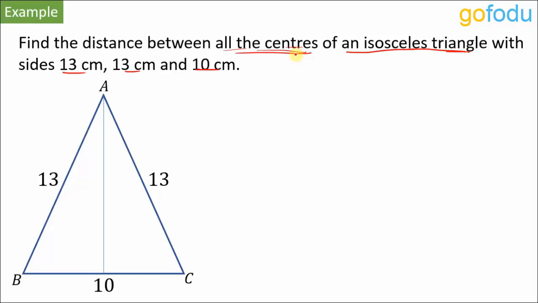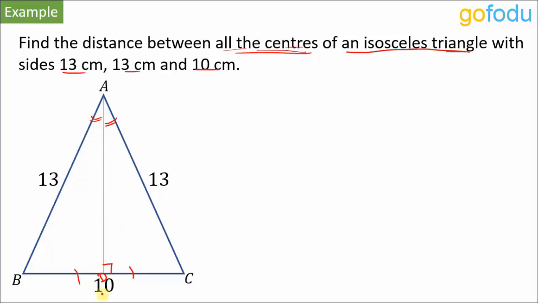As it's an isosceles triangle, all the centers will lie on this axis of symmetry. Right? All the centers will lie on this side only. This axis of symmetry, AD, is also an altitude. It is also the perpendicular bisector of BC. It is also the angle bisector of angle A, as it's an isosceles triangle. So this AD will be altitude as well as angle bisector as well as perpendicular bisector as well as median. All these lines will coincide.